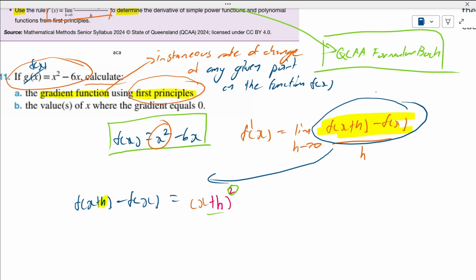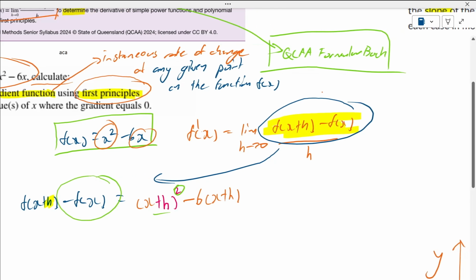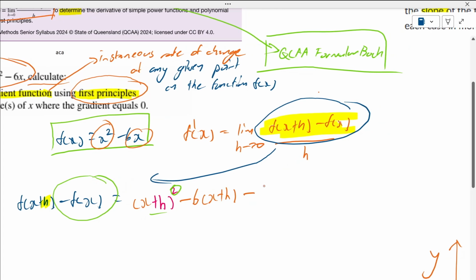Next, we need to do minus. So minus 6, we still have this x here, so we still need to add h to it: x plus h. Now we want to focus on subtracting f of x, which is pretty simple. So we just do a subtract, and then we can just do in brackets x squared minus 6x.